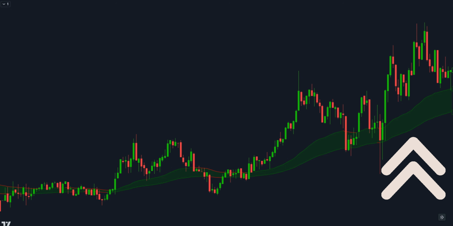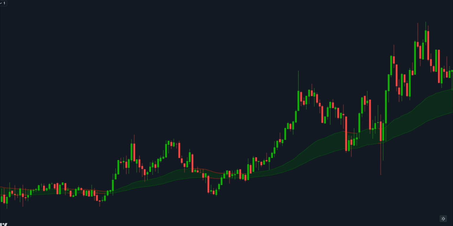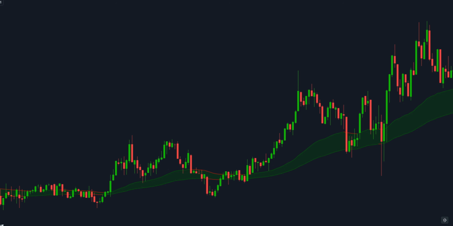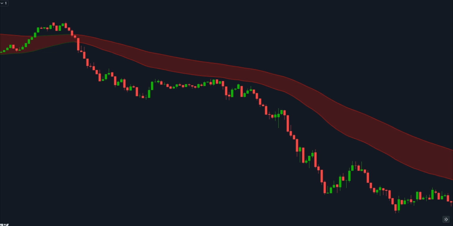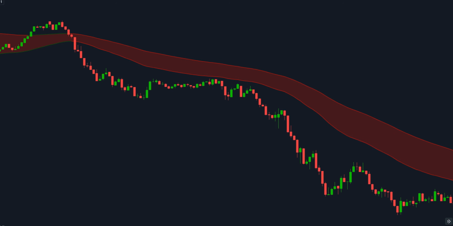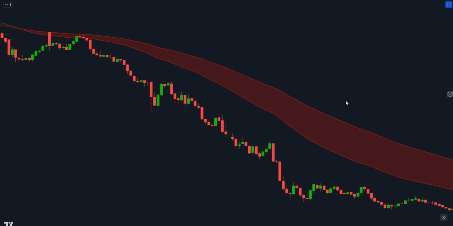Is it feeling upbeat, green ribbon and price above it? Maybe it's a bit meh, price stuck inside the ribbon? Or is it feeling a bit down in the dumps, red ribbon and price below it? The MA ribbon R2 decodes that market chatter for us.